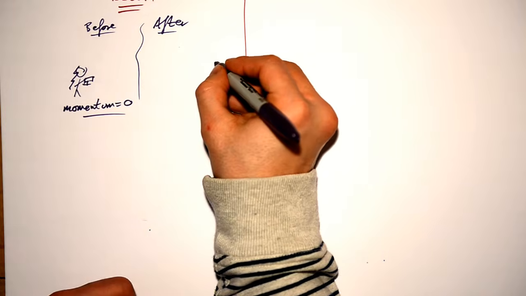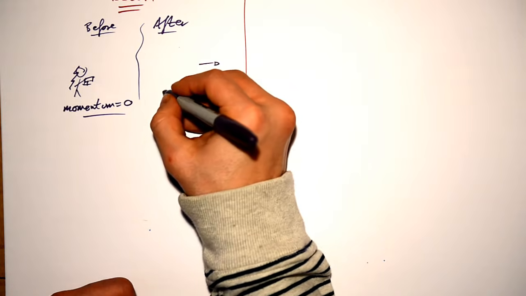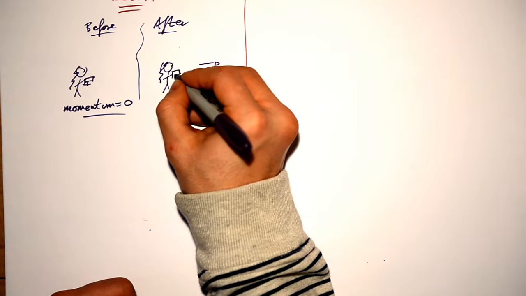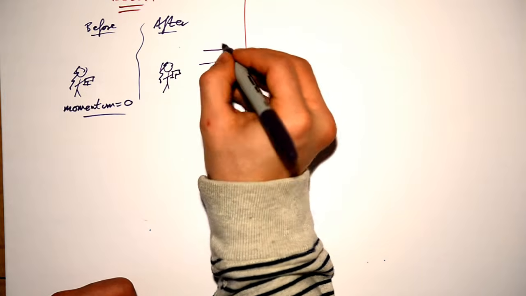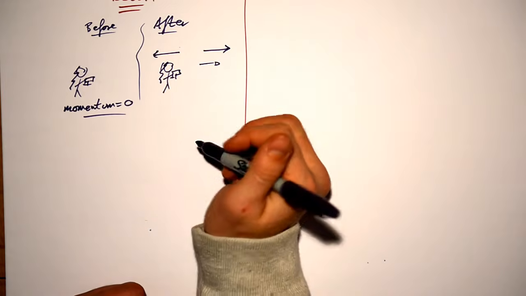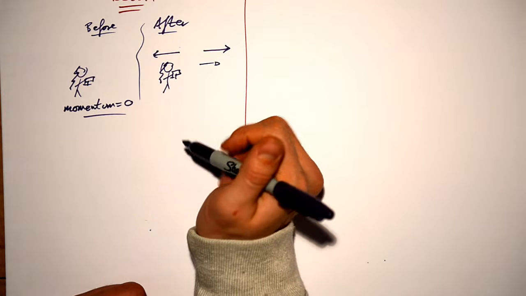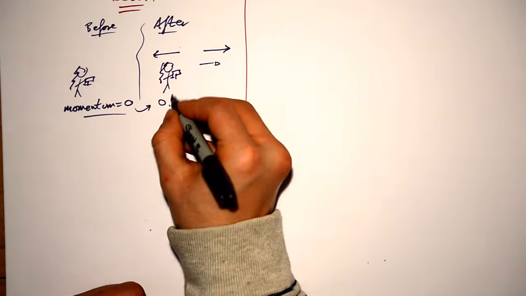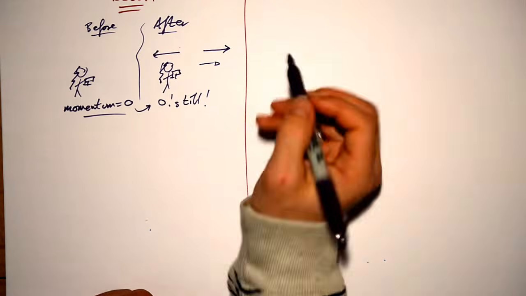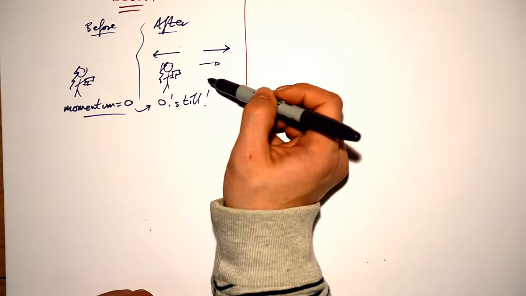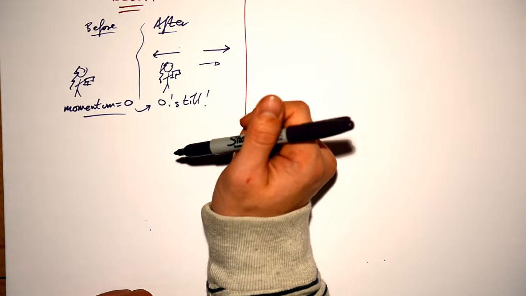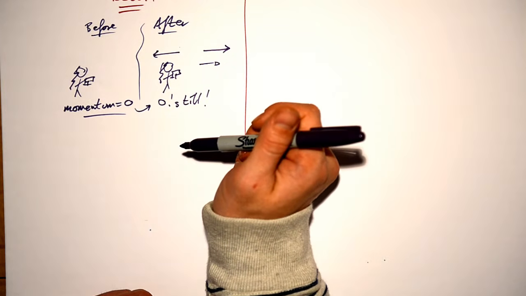Afterwards, the bullet's gone off in this direction. And the shooter and the gun are obviously going to go backwards because of the recoil. How much total momentum should we have afterwards as well? 0. Still. That must mean that the momentum of the bullet plus the momentum of the shooter and the gun must add up to 0. Does that make sense?